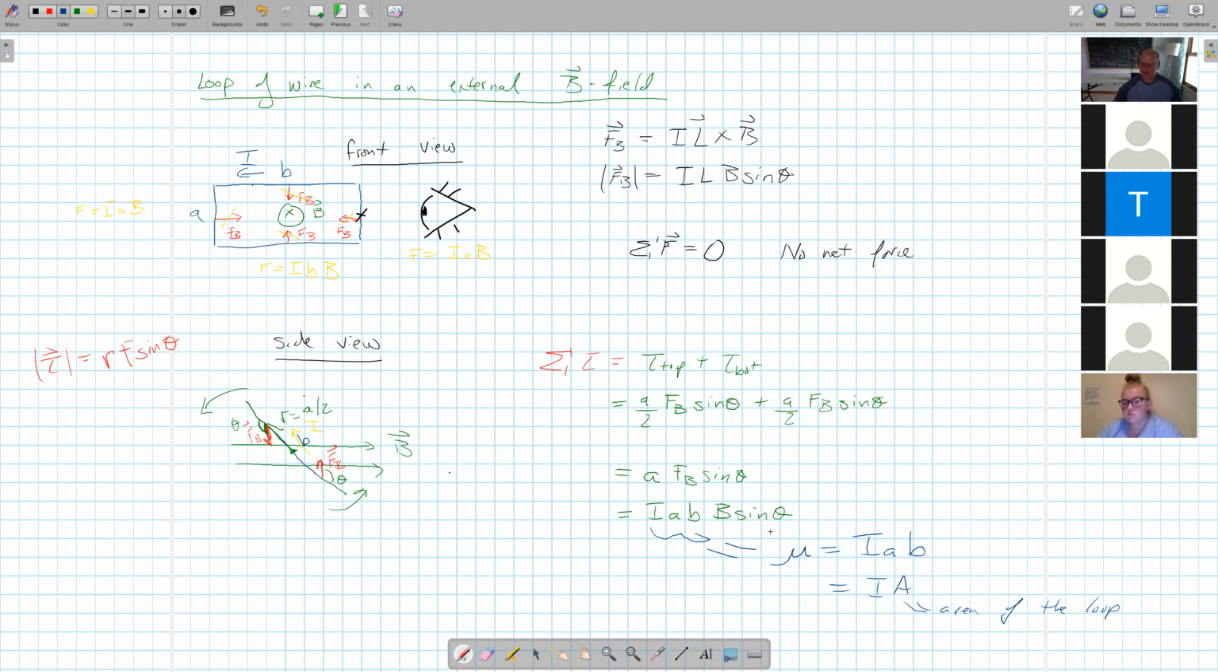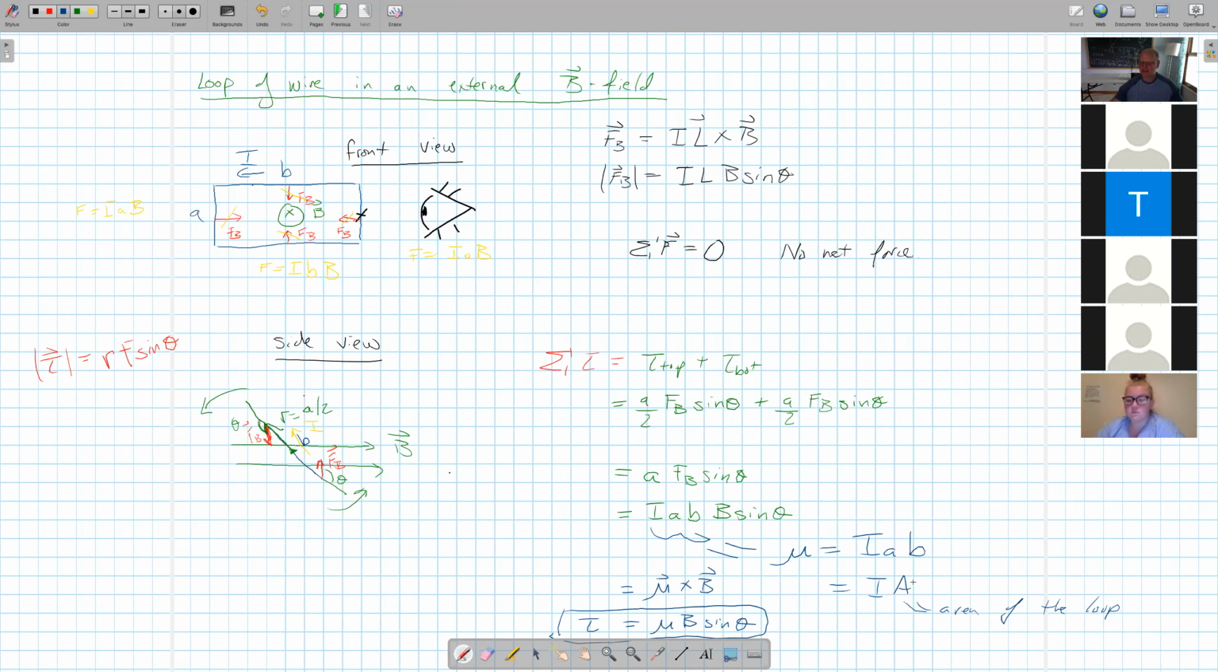Now, if we compare that to what we did before, we can actually see that this thing is actually a cross product, which means in general, we're going to rewrite this then as mu, which is written as a vector, crossed then by the external magnetic field, or magnitude-wise, this is going to be mu times B times sine of the angle between the two. So this is going to be the torque then on the dipole.